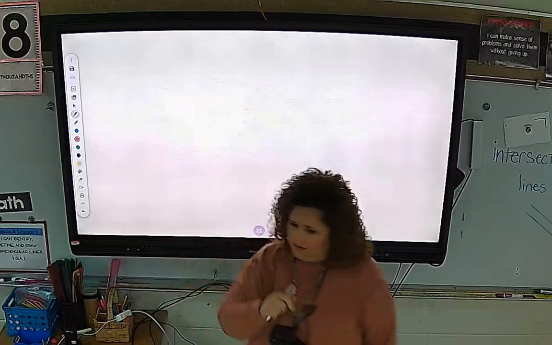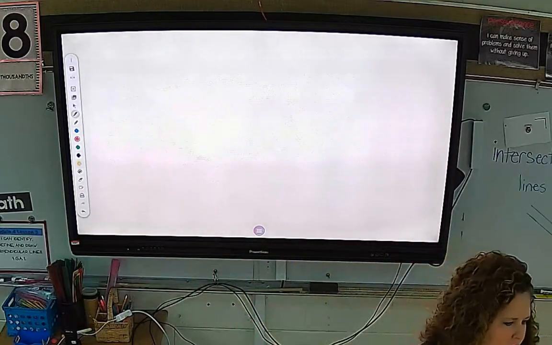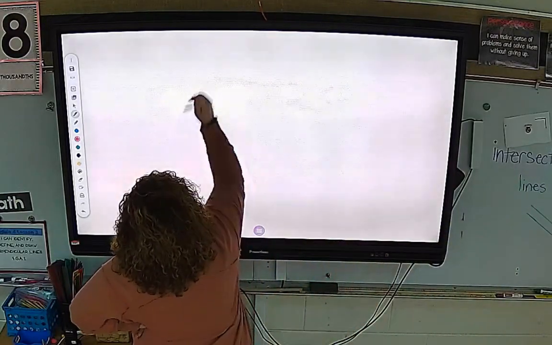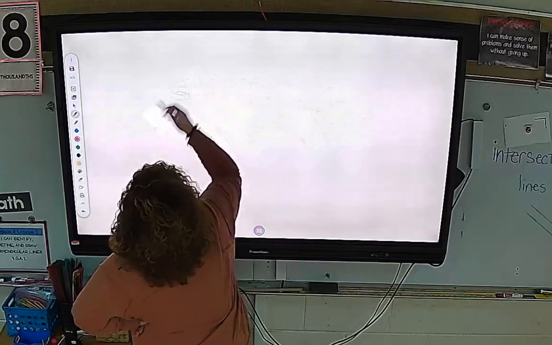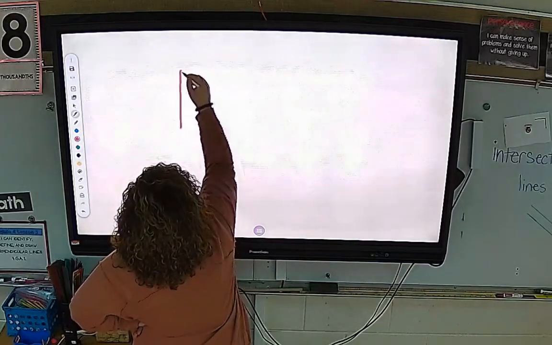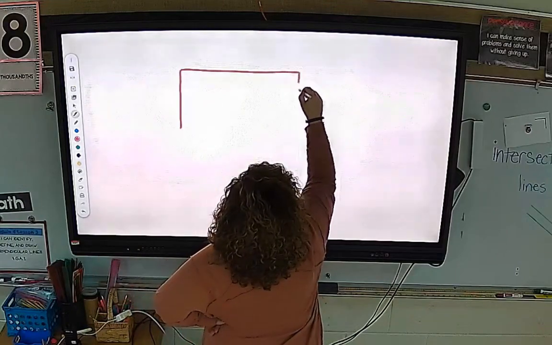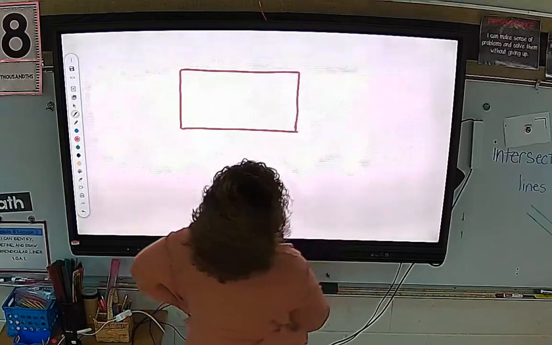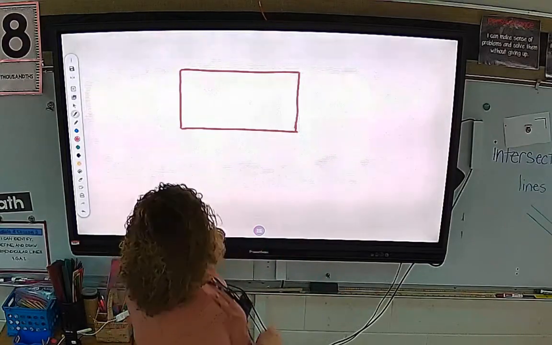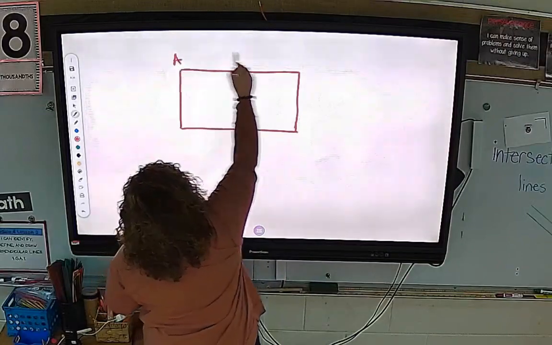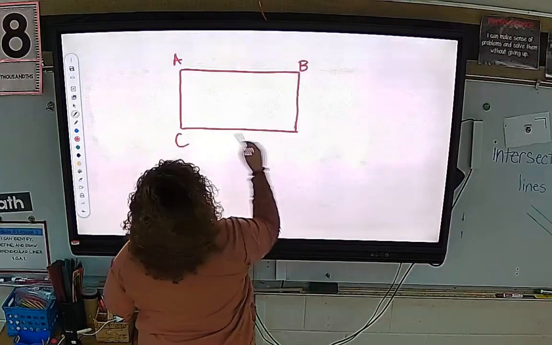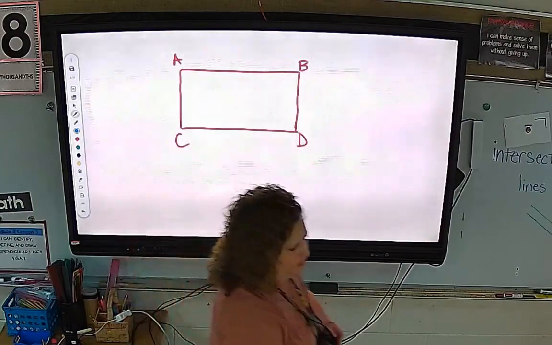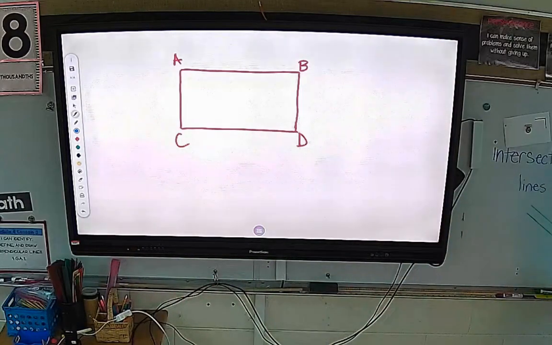We're going to create parallel lines in just a second. However, I want you to know this symbol. Let's say I drew a shape and it was really straight like it's supposed to be. If this was point A and this was point B, C and D, who can tell me two of the lines that are parallel?